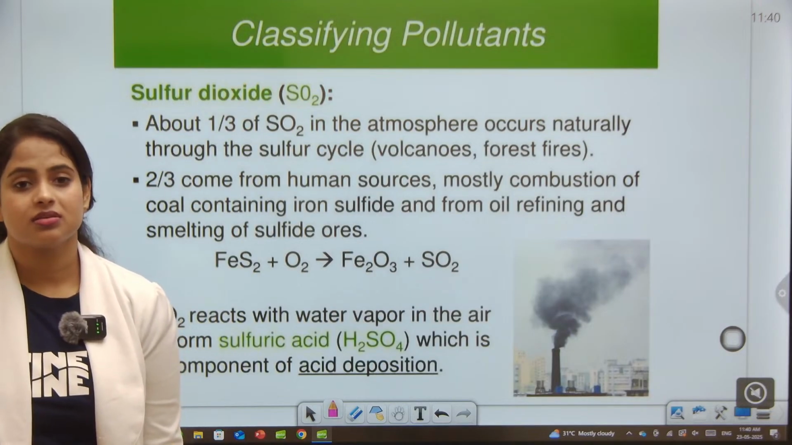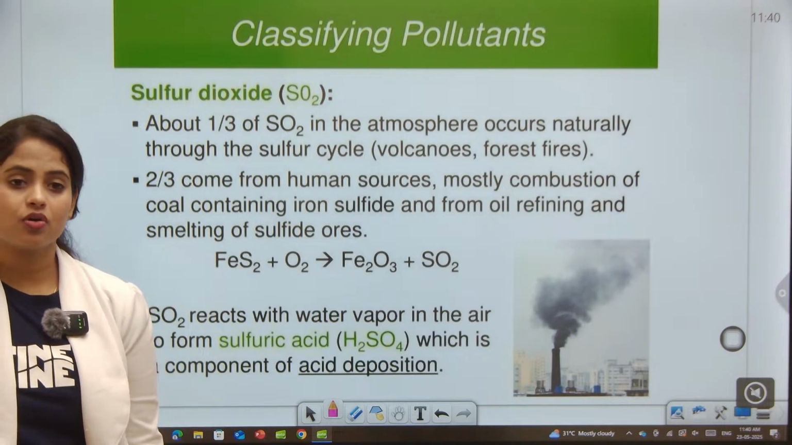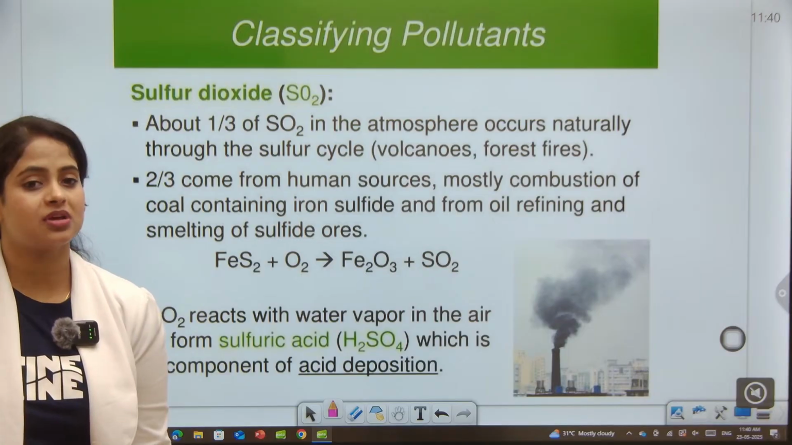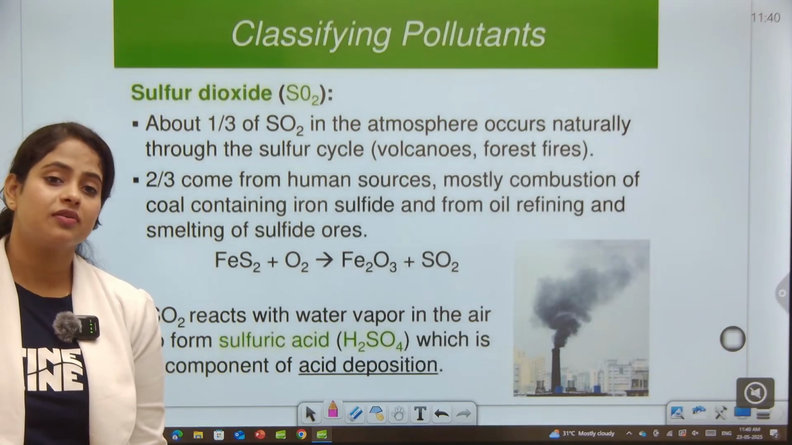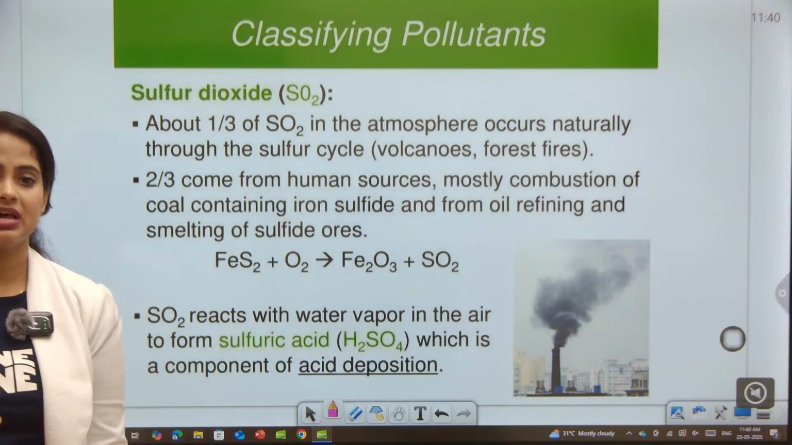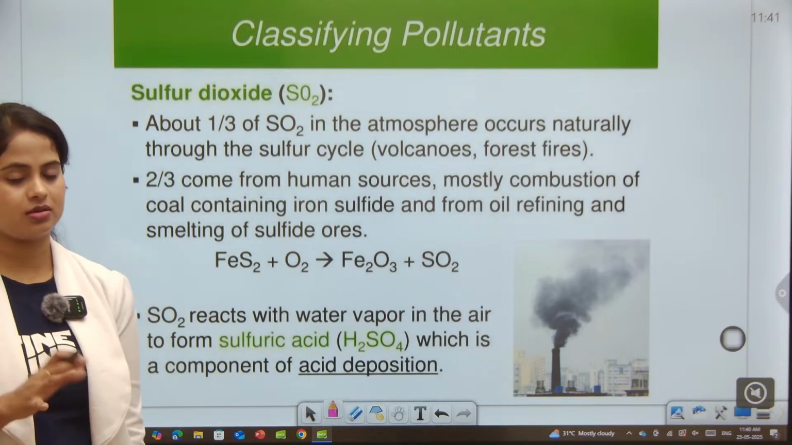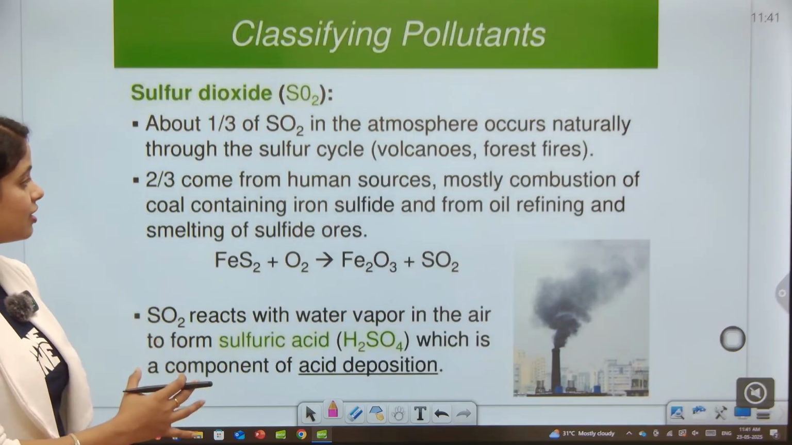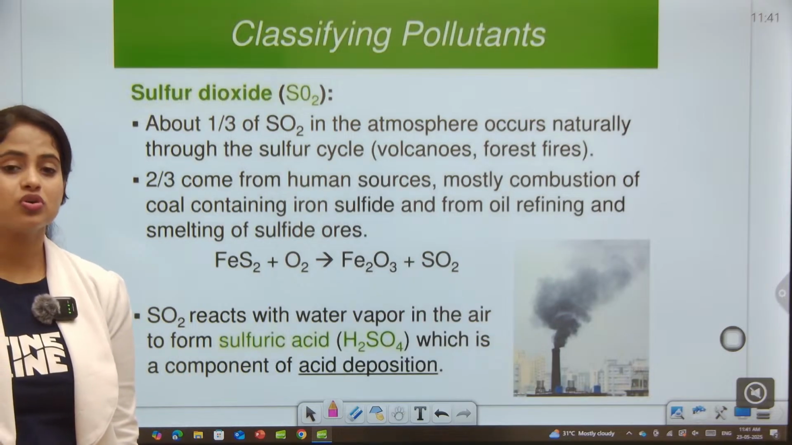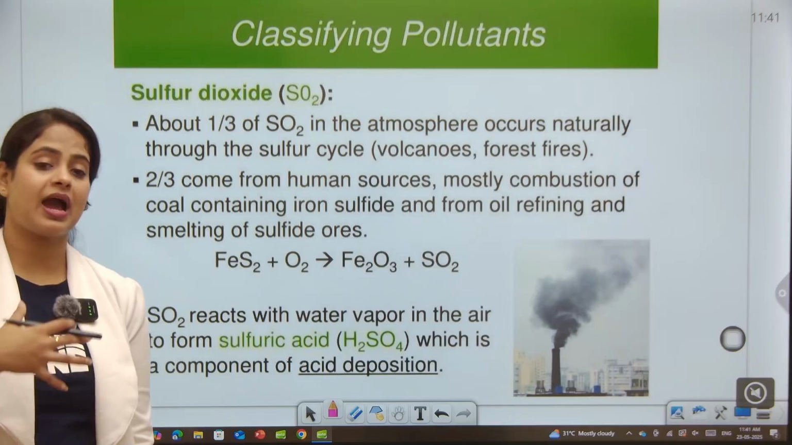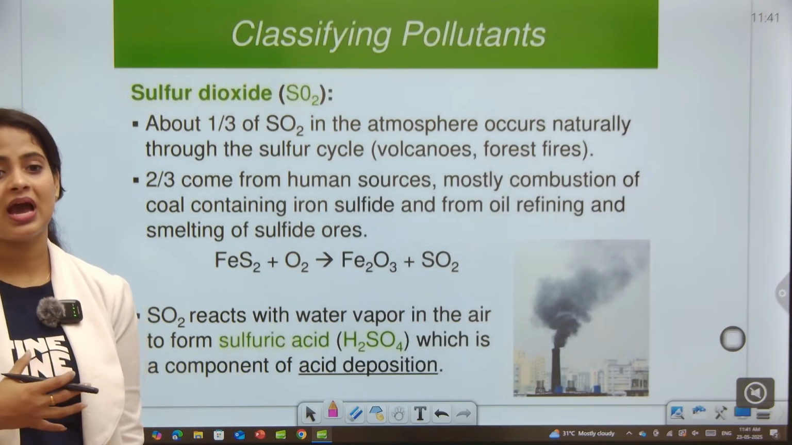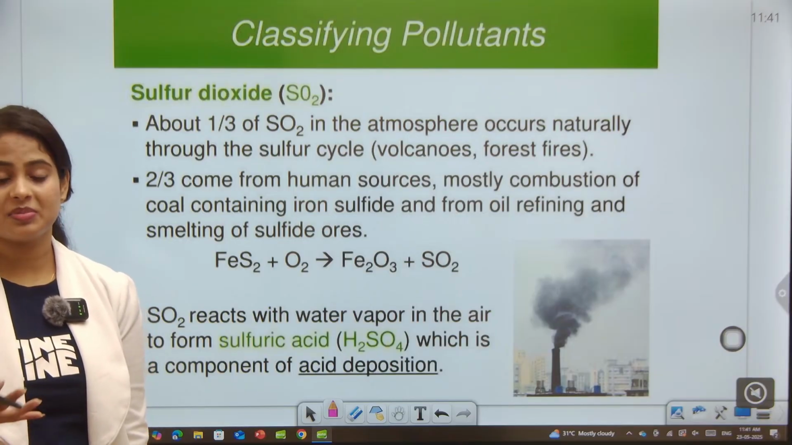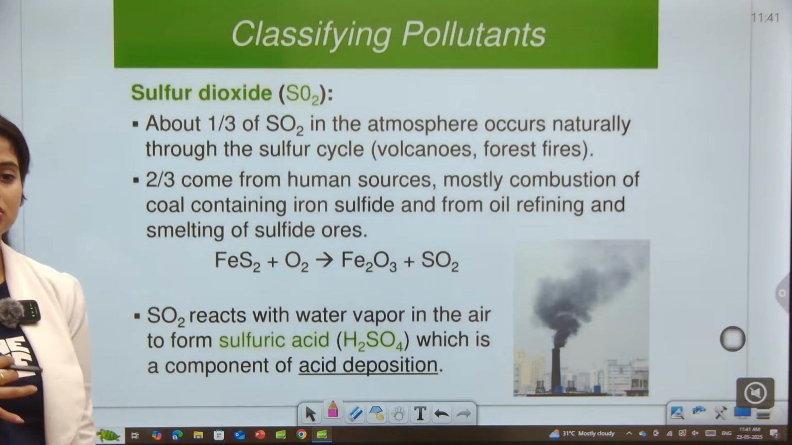See, guys, firstly, where does sulfur dioxide come from? About 1/3 of sulfur dioxide in the atmosphere occurs naturally through the sulfur cycle like volcanoes, forest fires, etc. And 2/3 come from human sources, mostly the combustion of coal containing iron sulfide and from oil refining and smelting of sulfide ores. So this leads to what?